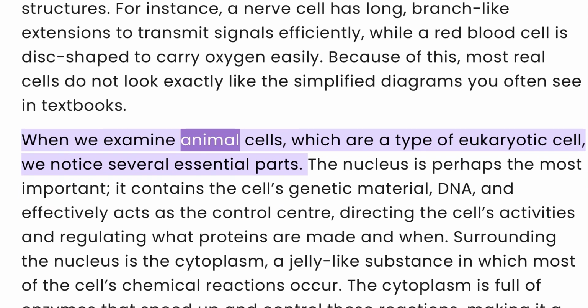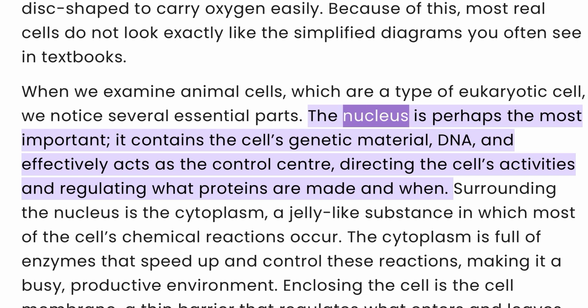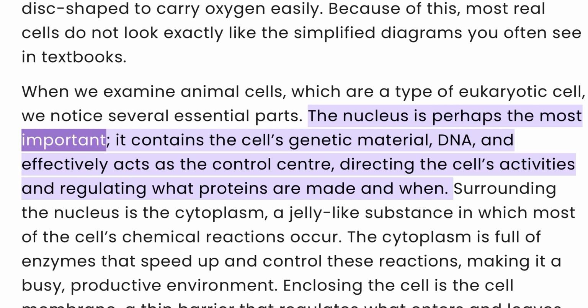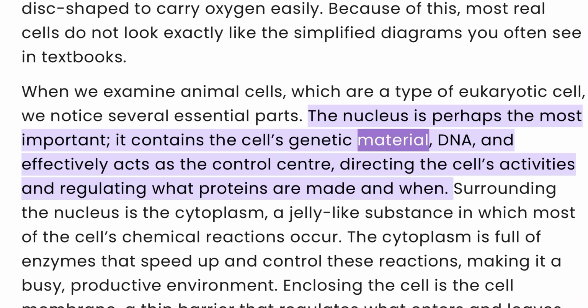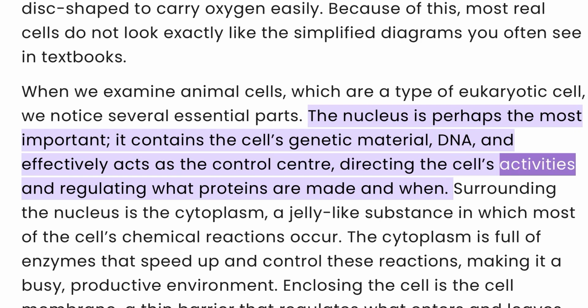When we examine animal cells, which are a type of eukaryotic cell, we notice several essential parts. The nucleus is perhaps the most important. It contains the cell's genetic material, DNA, and effectively acts as the control center, directing the cell's activities and regulating what proteins are made and when.